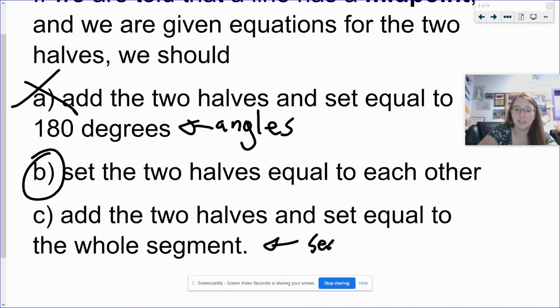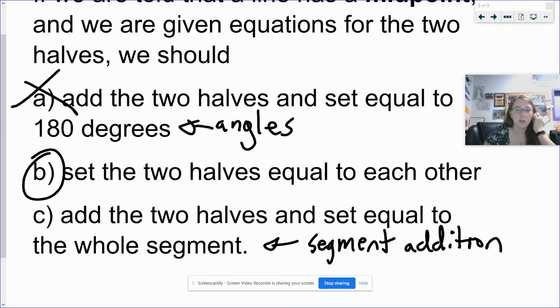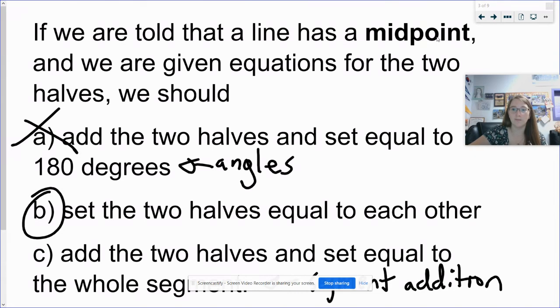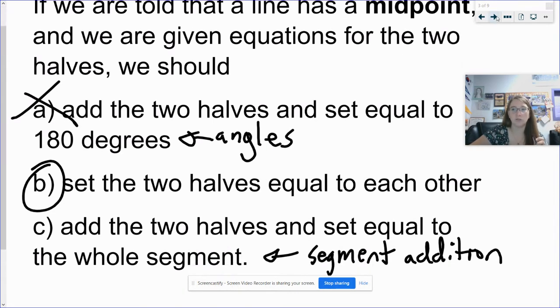This is segment addition. We didn't know the whole segment, we just knew that 2 halves were equal. So we had to set the 2 halves equal to each other. We didn't know the whole thing. So that's going to be our answer. If you see the word midpoint, set the 2 halves equal to each other and solve.